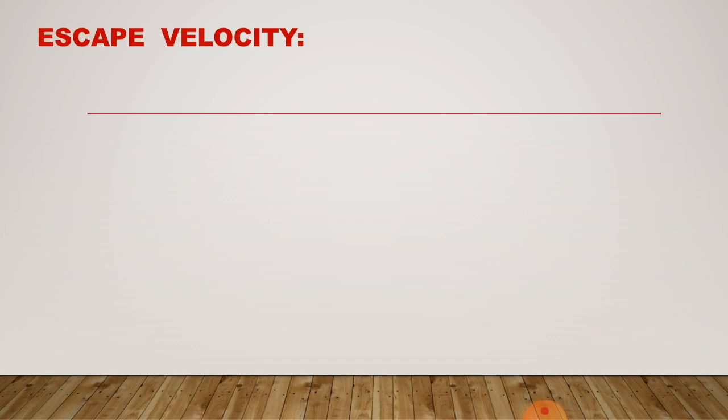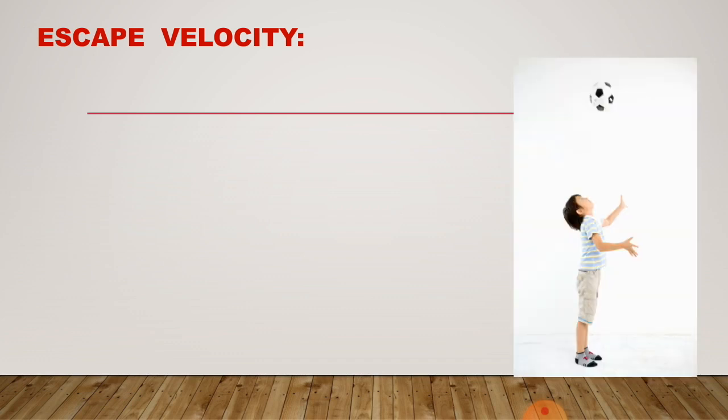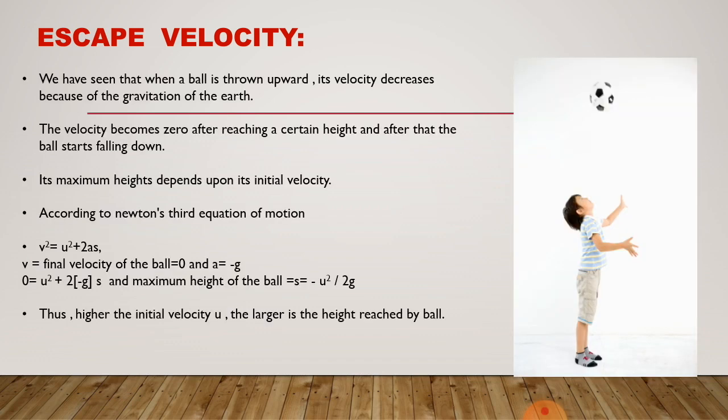The next topic is escape velocity. This is a very interesting topic. What do we mean by that? We have seen that when a ball is thrown upward, its velocity decreases because of the gravitation of the earth. The velocity becomes zero after reaching a certain height, and after that the ball starts falling down. It reaches a certain height and then comes back to the surface of the earth.